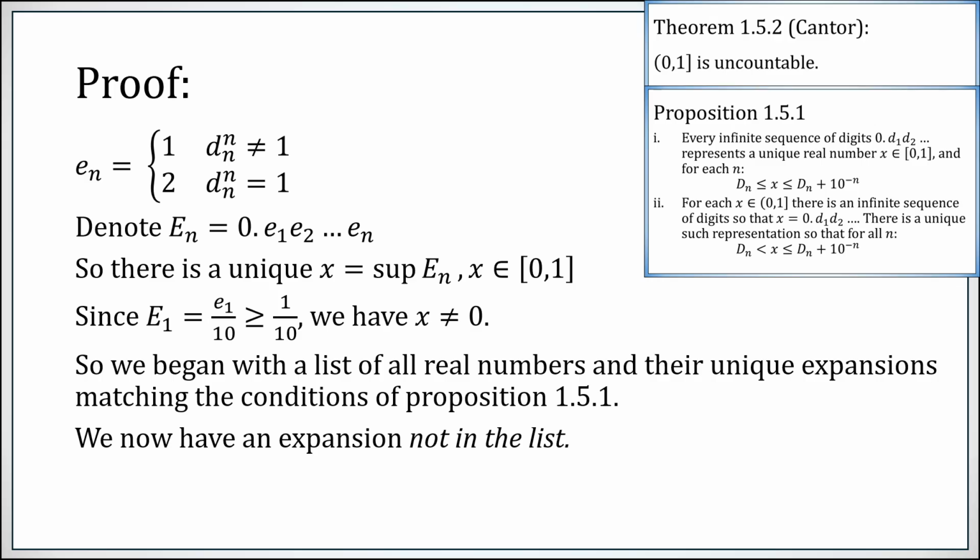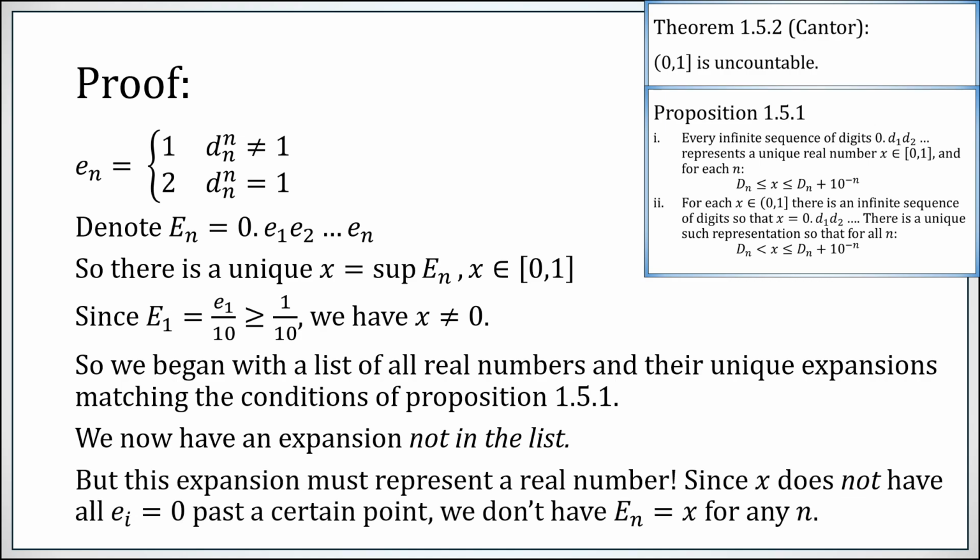The expansion we've constructed is not in the list. But this expansion represents a real number, and we assumed our list did contain every real number. And we also do not have all zeros past a certain point or all nines past a certain point. Our expansions are just 1s and 2s, so we're not running into a duplication problem. So we did not accidentally make a duplicate of any x, but we constructed a real number not in the list, but the list was supposed to contain all real numbers. Contradiction.